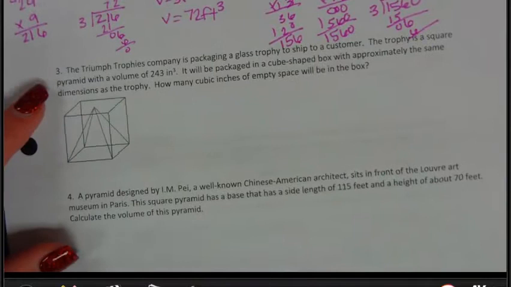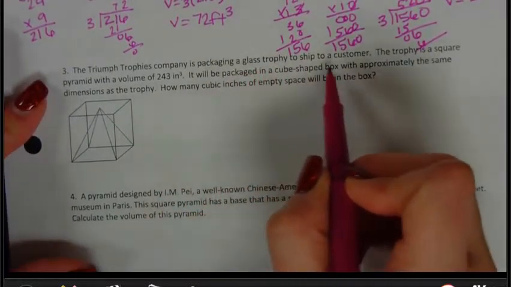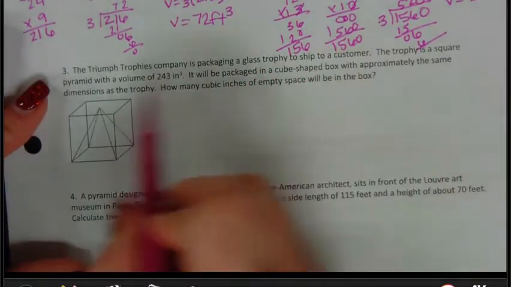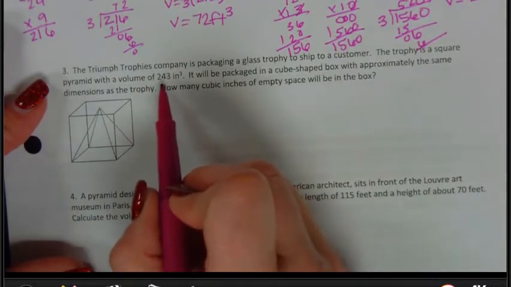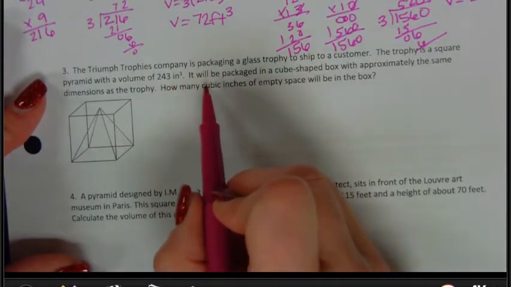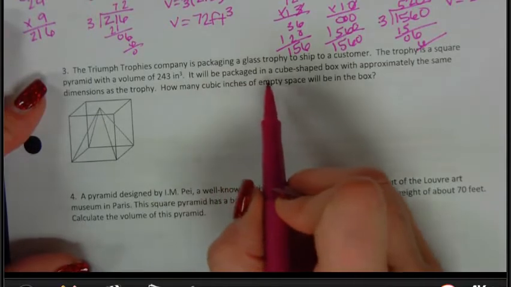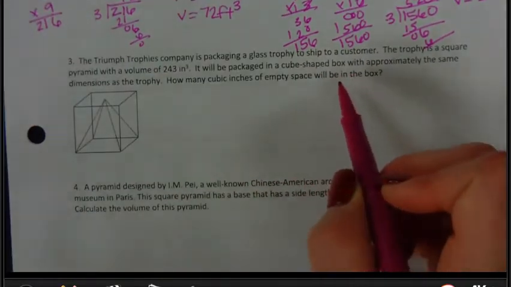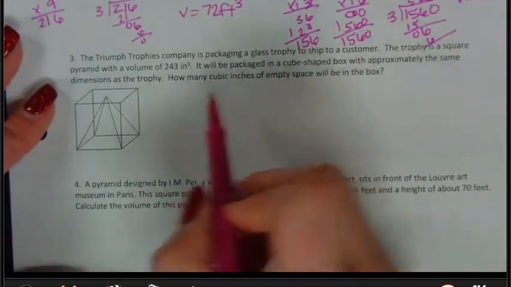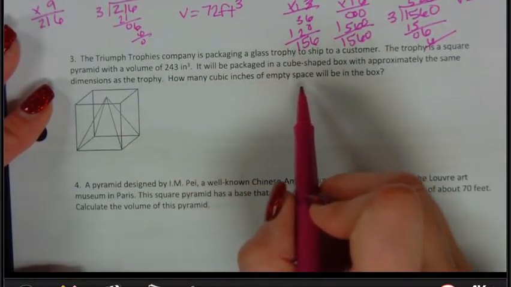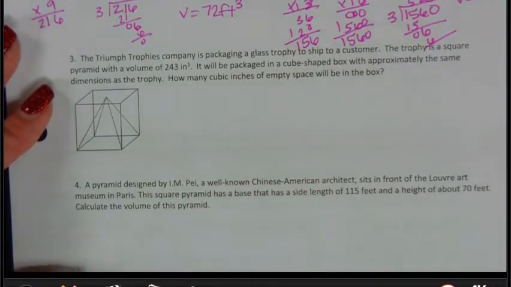So the Triumph Trophy Company is packaging a glass trophy to ship to a customer. The trophy is a square pyramid with a volume of 243 inches cubed. It will be packaged in a cube-shaped box with approximately the same dimensions as the trophy. How many cubic inches of empty space will there be in the box?